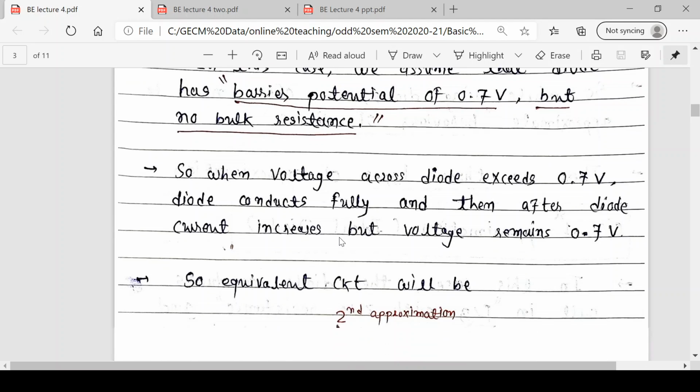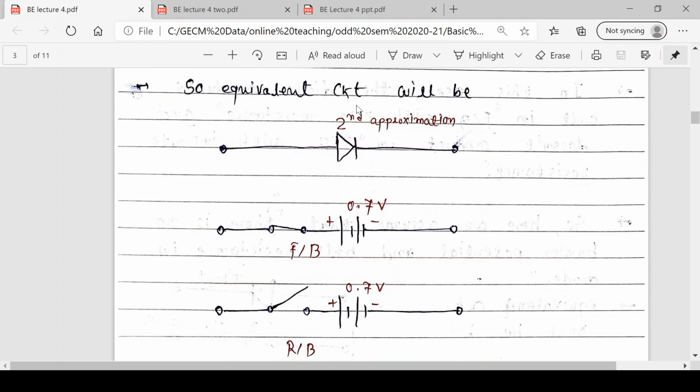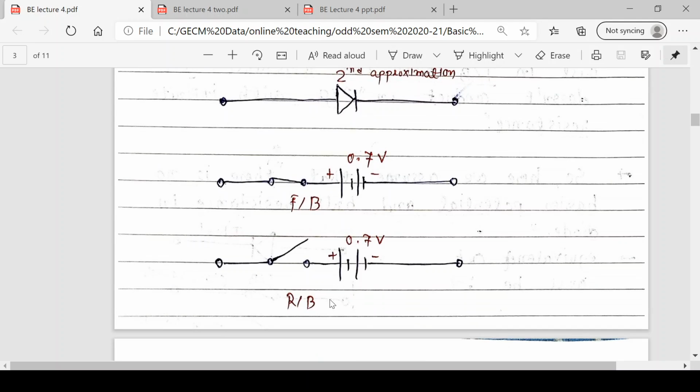So how will its equivalent circuit be? Suppose this is our second approximation diode. If you forward bias it, it works as a closed switch with maximum current and a barrier potential of 0.7 volt in series. And if you reverse bias it, it will work as an open switch with zero current, in series with a barrier potential of 0.7 volt. This is the second approximation of the diode, in which there is some detailing of the barrier potential.